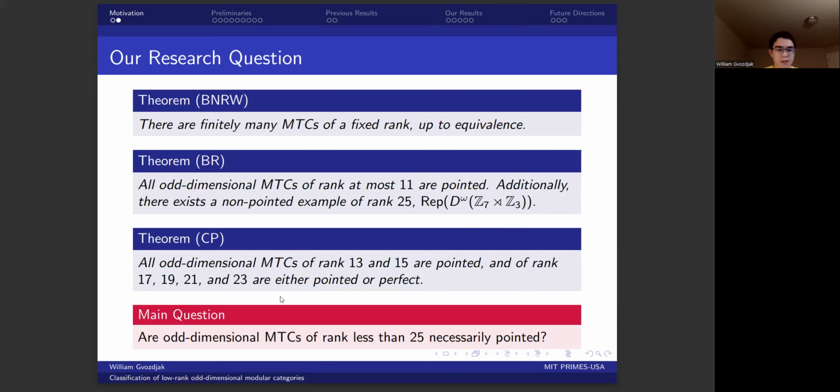So yeah, this gives us the main question that we were trying to answer. Are odd dimensional modular categories of rank less than 25 necessarily pointed? So again, discarding the perfect case for these four ranks would answer this question.